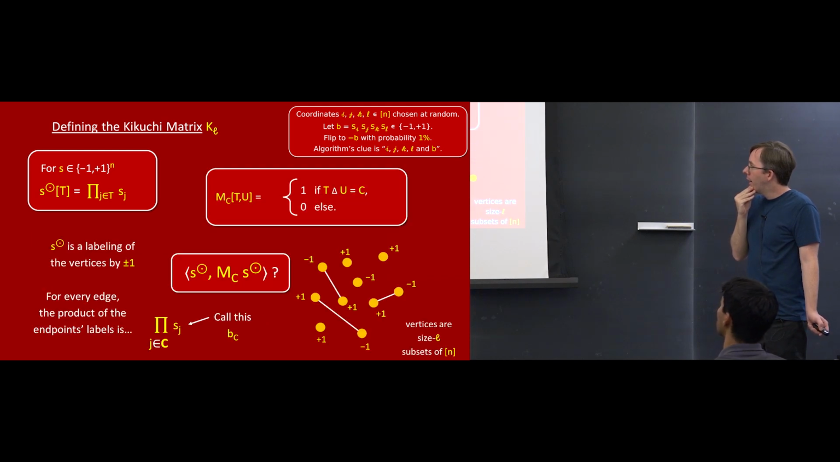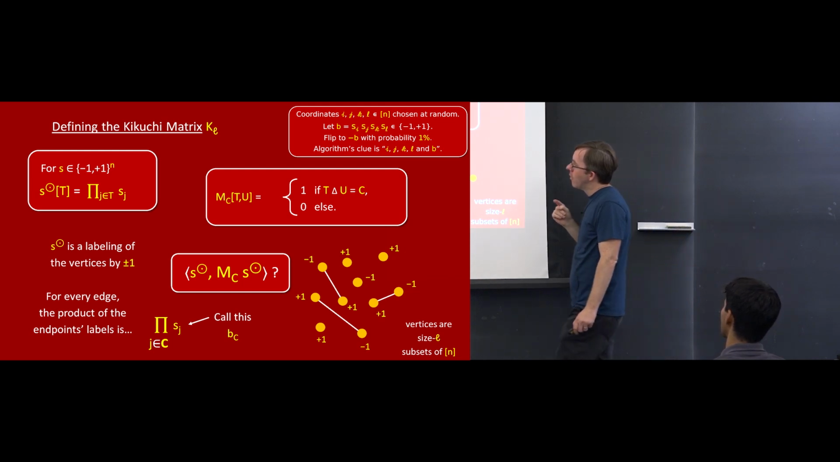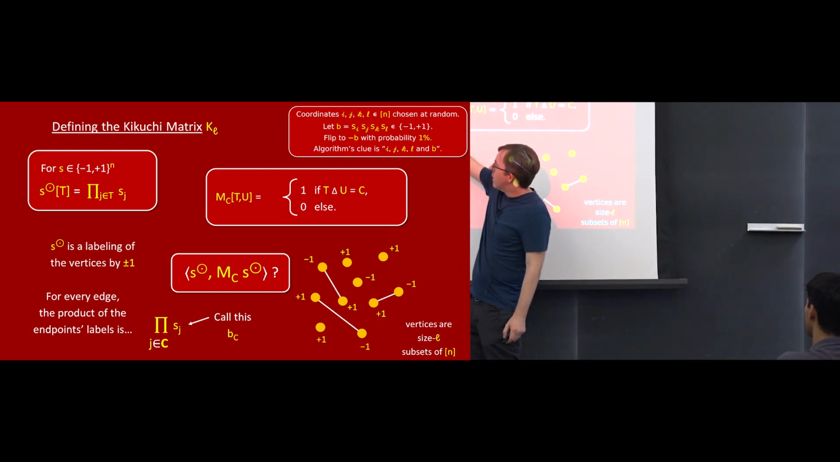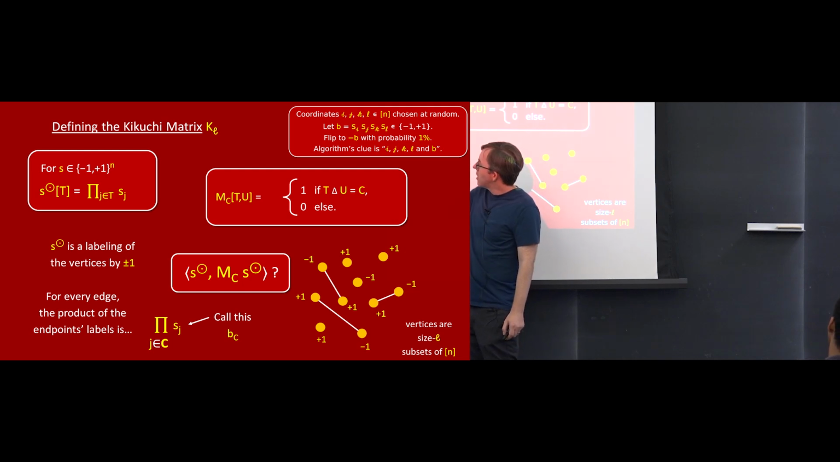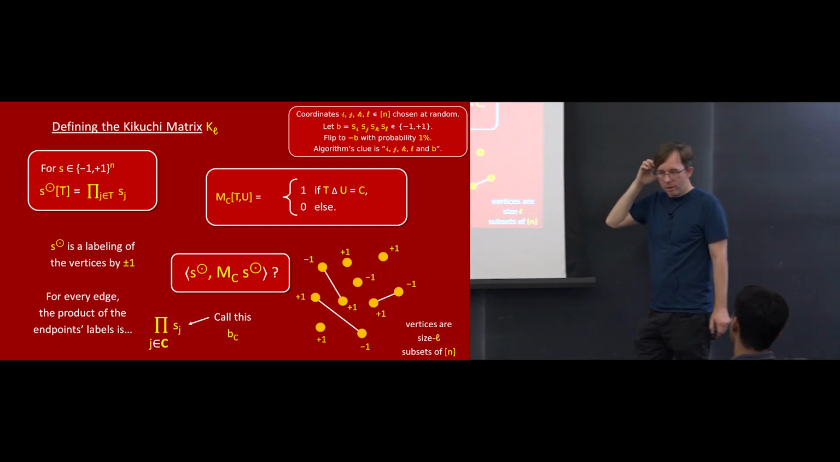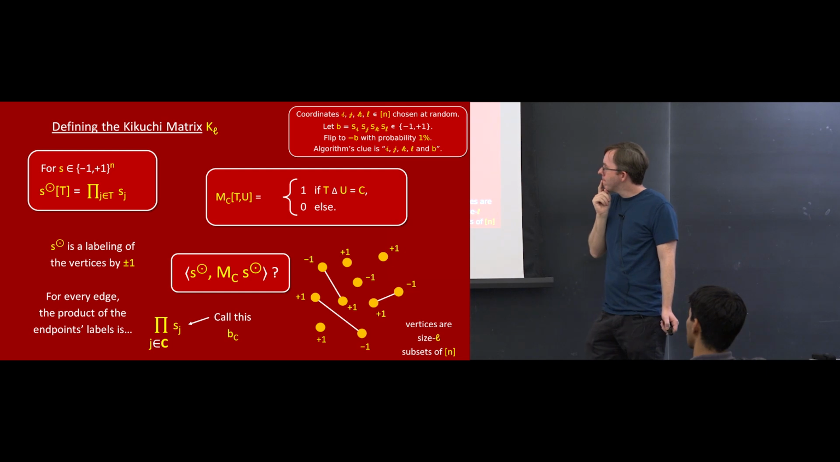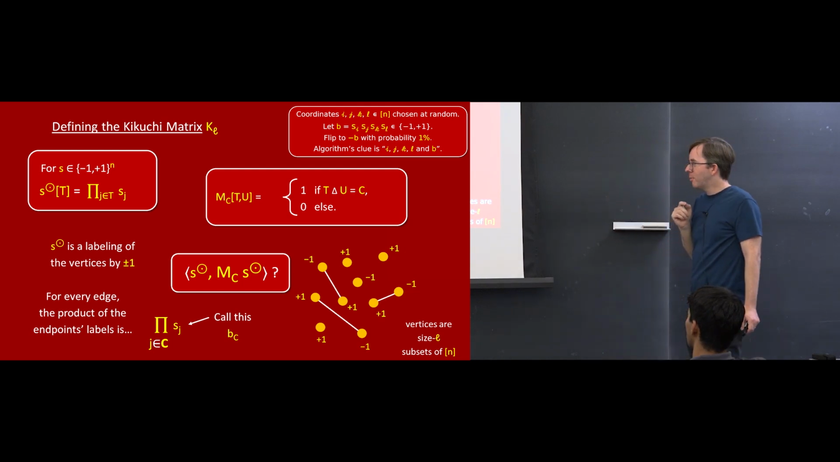Okay, we're still getting towards defining this Kikuchi matrix. Okay, last thing to think about. S dot is this vector. So this vector, it's got plus or minus 1 entries. You can think of it as a labeling of the vertices by plus or minus 1, because these vertices are the size L subsets of n. So it kind of looks like this. And now I'm going to ask you a question. I know it's late in the day, but I will ask you.